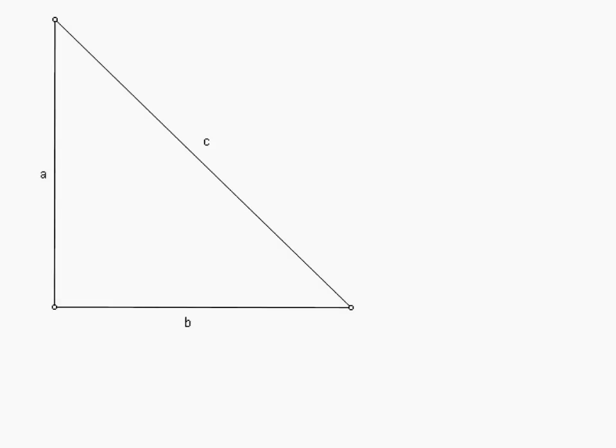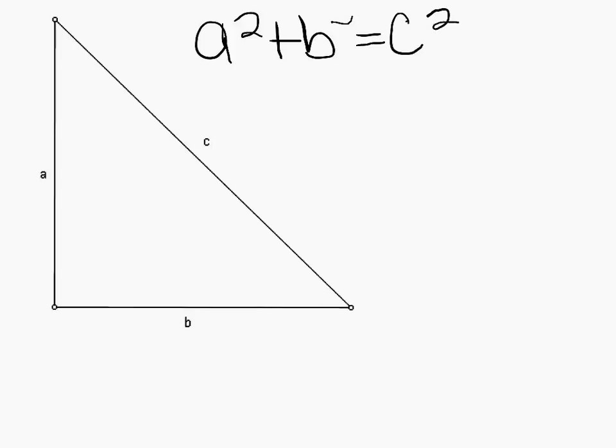Now, let's do some examples. As I said before, the Pythagorean theorem is a squared plus b squared equals c squared. So now you see why your c has to be your hypotenuse, because a squared plus b squared equals c squared. So a plus c can't equal b. That's not how it works.